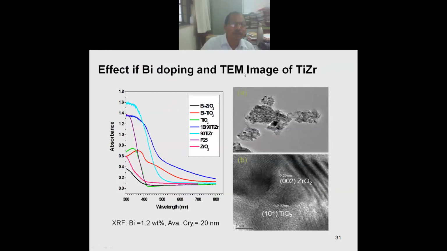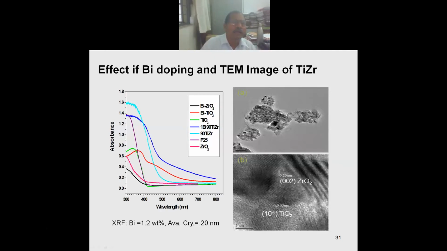This is the effect of bismuth doping on the various catalysts, and this is the UV DRS spectra of the different catalysts that are used. This blue one is the bismuth-doped 90 TiO2 ZrO2. Again, there is an enhancement in the visible light absorption.